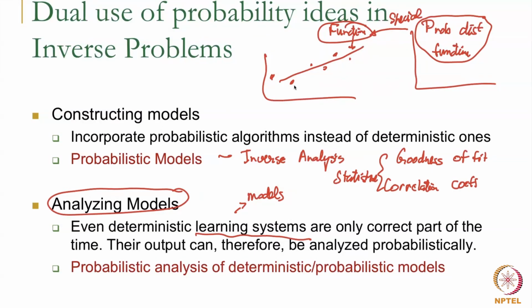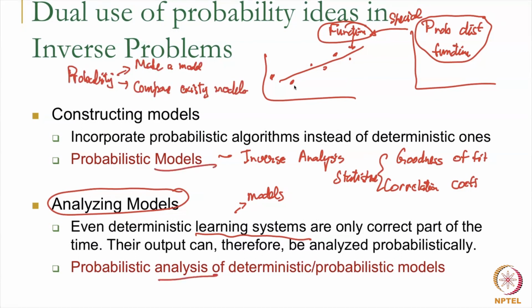So probability can be used to make a model or to compare existing models. Okay, so we'll be using this theory in both these ways. Okay, so please notice this in making models as well as analysis. So these are the dual uses of probability which we'll be using within this course.